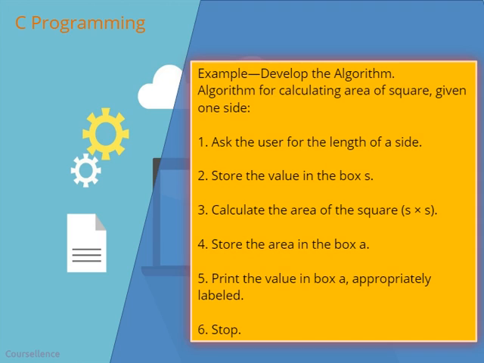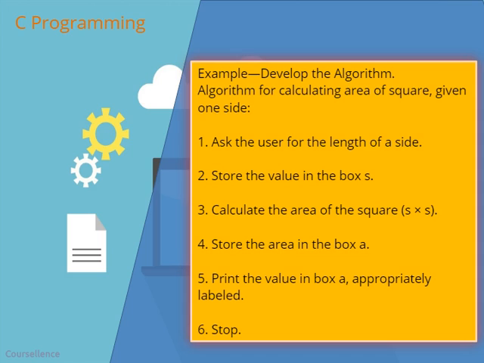Example: develop the algorithm. Using the notion of an algorithm and the concept of a variable, we developed the following algorithm for calculating the area of a square, given one side. Algorithm for calculating area of square, given one side. 1. Ask the user for the length of a side. 2. Store the value in the box S. 3. Calculate the area of the square, S times S. 4. Store the area in the box A. 5. Print the value in box A, appropriately labeled.